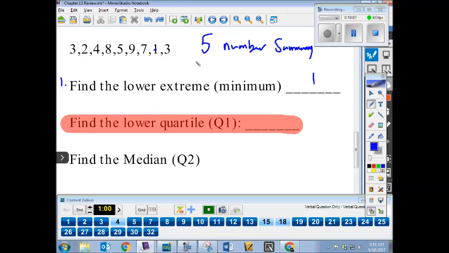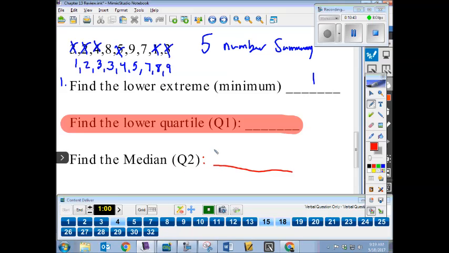Okay, so remember, when you're doing your 5-number summary, whenever you see 5-number summary and you start to see these 5 numbers you have to find, what's the very first thing you should do? List them least to greatest. So 1, 2, 3, 3, 4, 5, 7, 8, 9.